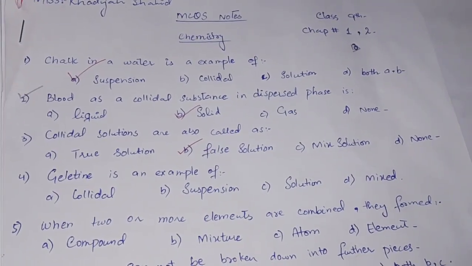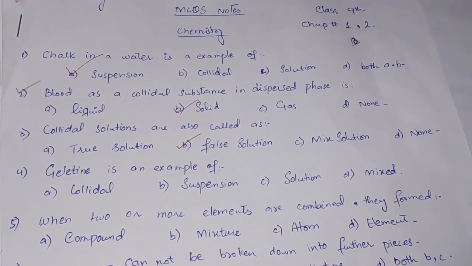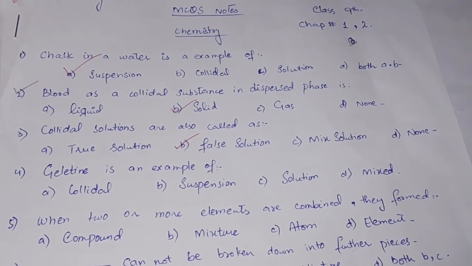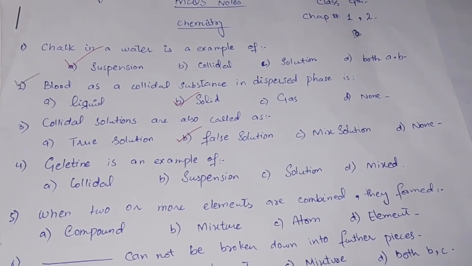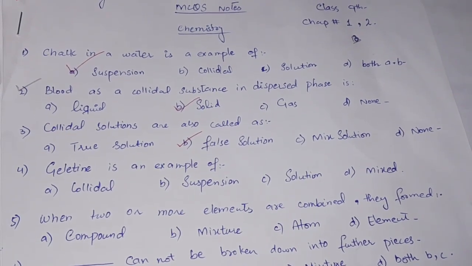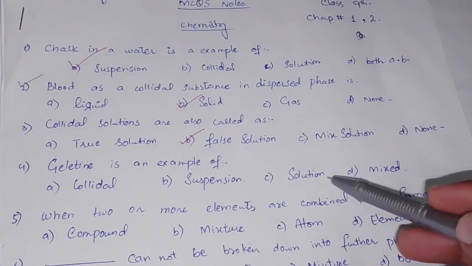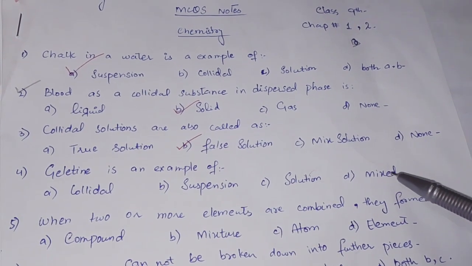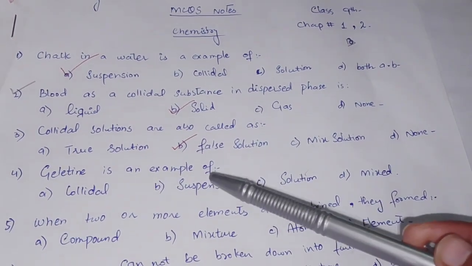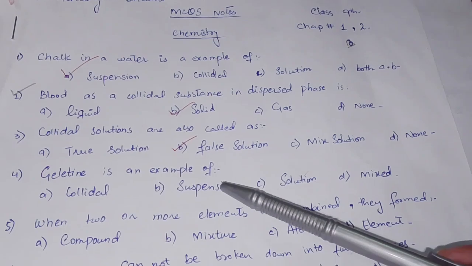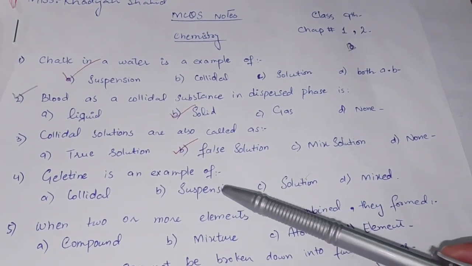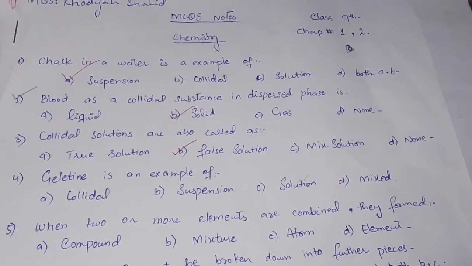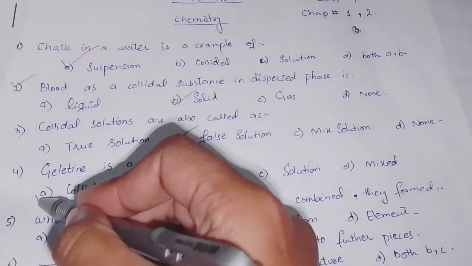Gelatin is an example of colloidal, suspension, solution, or mix. So the correct option is colloidal, because gelatin is a solid form, it is not a true solution, so the solution option is false. And then the mixed solution, it is not mixed. Suspension, it is not suspension, and it appears a homogeneous mixture, but actually it is not truly dissolved, so it is the colloidal solution. So option number 1 is the correct option.